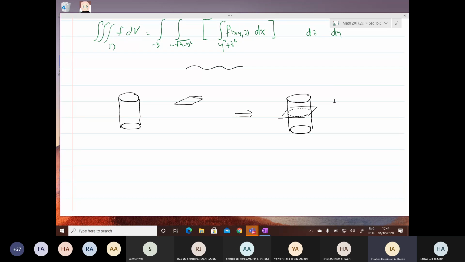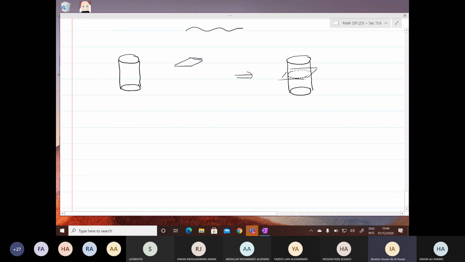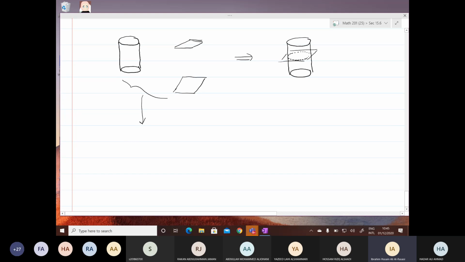I hope. Now I will take not a horizontal plane. I will take a slanted plane, a plane with a slope. If you take this with a slope here, what is the intersection? You cut the cylinder with a slanted plane, a plane with a slope. What is the intersection? What do you think?